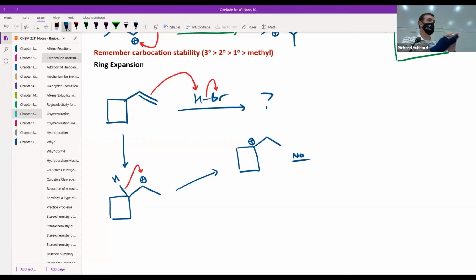At 90 degrees, we're trying to take something that should be 120 and we're compressing it down to 90. So it gives us some bad angle strain. We don't like that. The molecule doesn't like that. So we say too much angle strain. And that's going all the way back to chapter 3, right? Perfect.